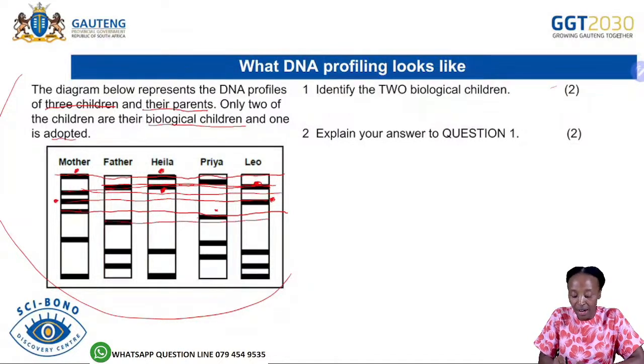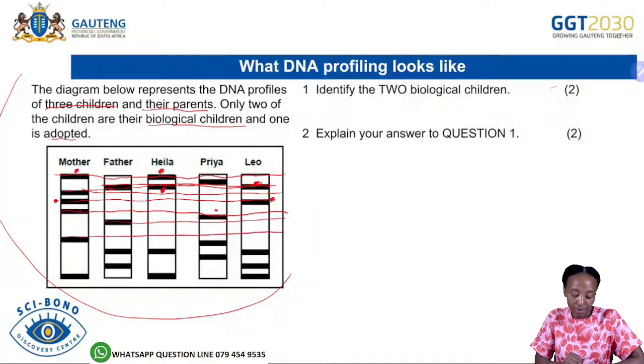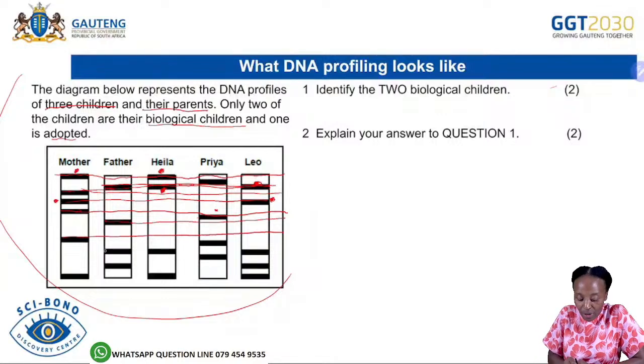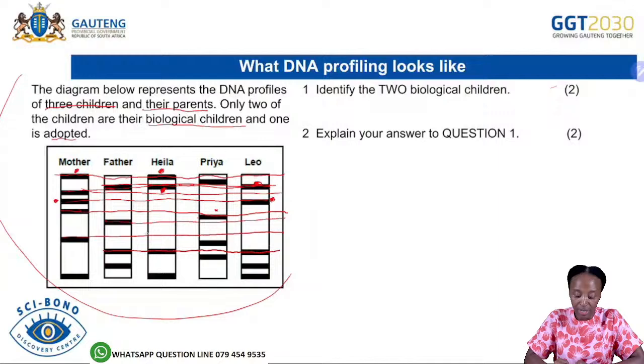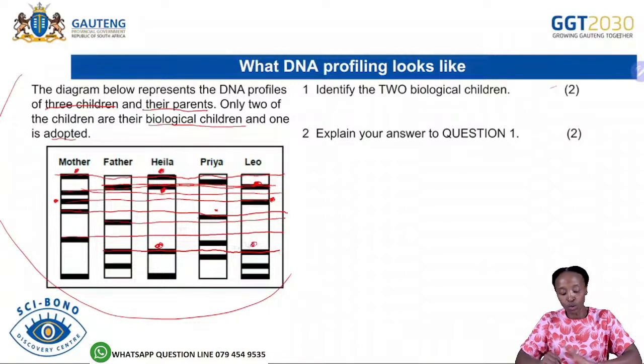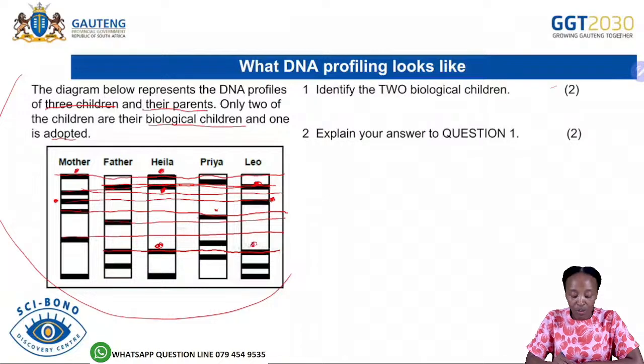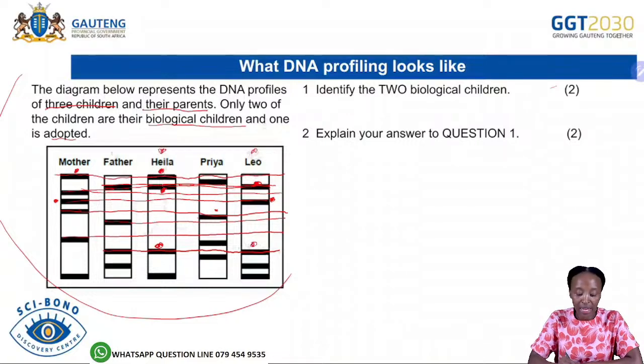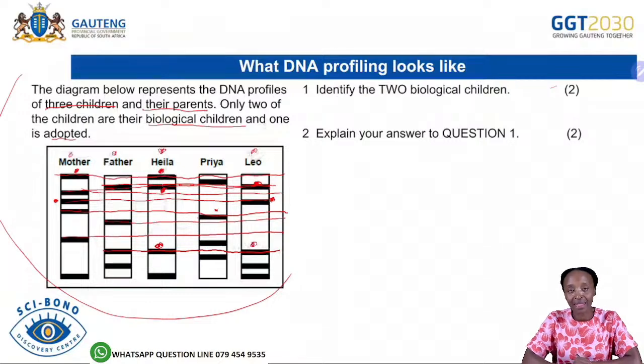If you go further down, it does not really match anyone. And then this one also does not really match anyone. And then we have this one from the father, which matches the one that is found on Hela and matches the one that is found on Leo. So we have this and this that match. So already you can see, without even doing the last one, that most of the bands on Hela's and Leo's profiles are found in the DNA profile of the mother and father.